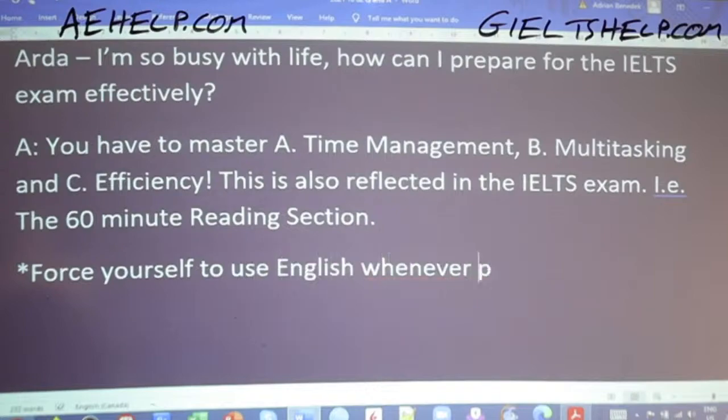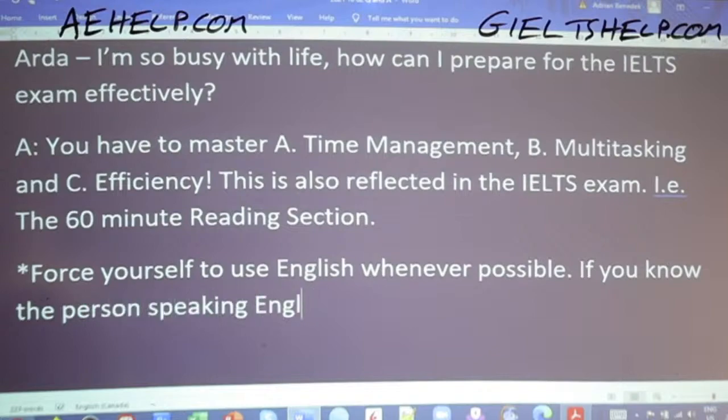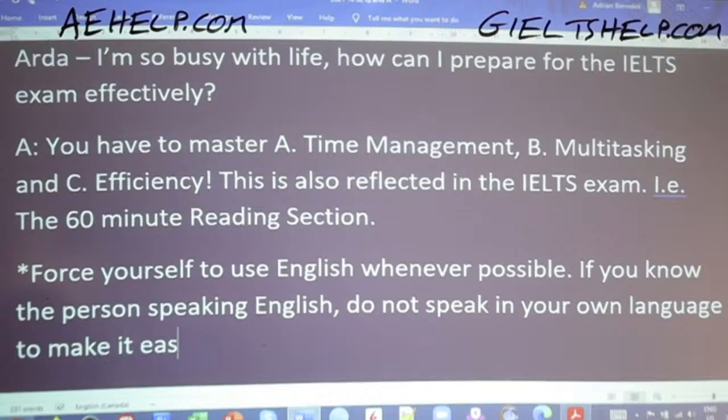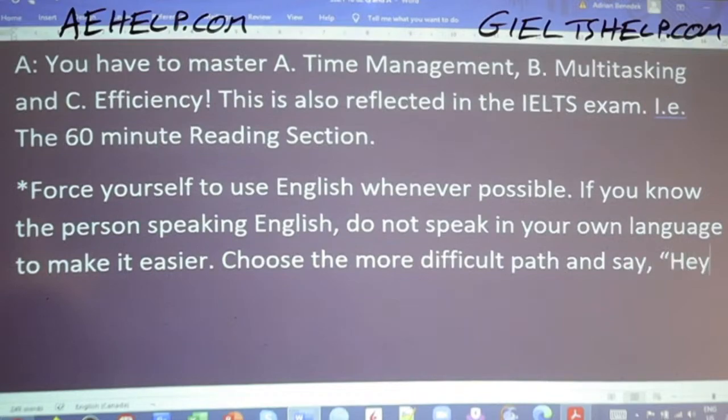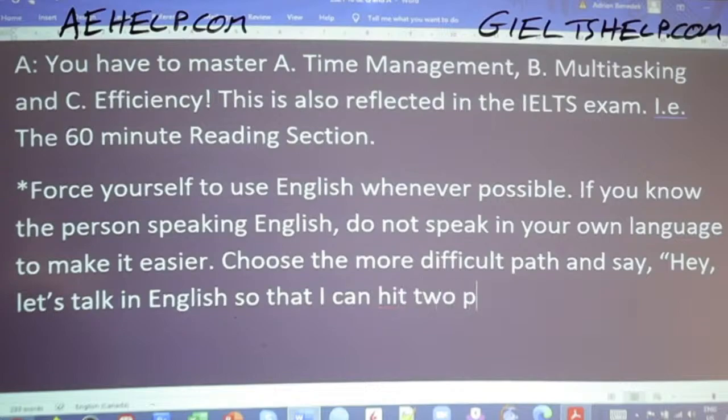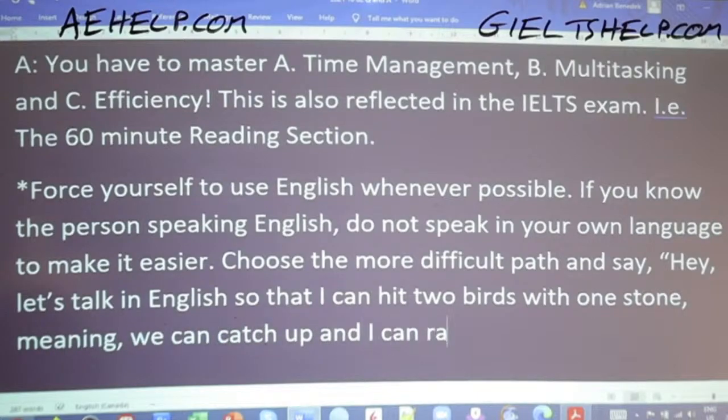Whenever possible, if you know the person speaks English, do not speak in your own language to make it easier. Choose the more difficult path and say, hey, let's speak or let's talk in English so that I can hit 2 birds with 1 stone, meaning we can catch up and I can practice for my exams and life skills.